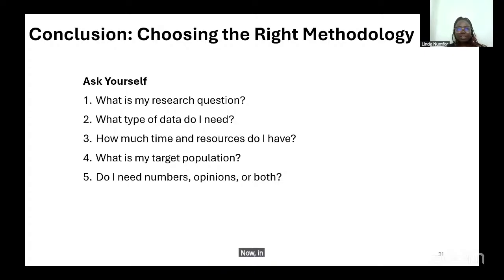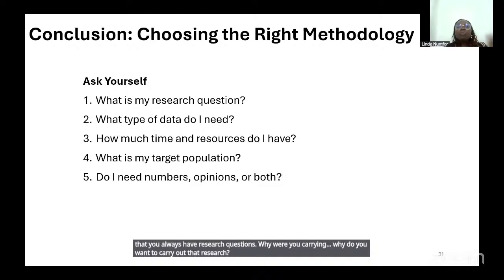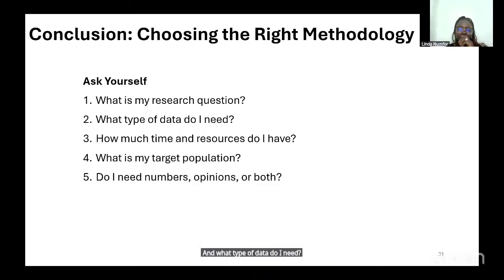Now, in concluding, for you to do a good research, to have a good research methodology, ask yourself some questions. What is my research question? Therefore, you're going back to literature, having the aim, because it's from the aim that you always have the research question. Why do you want to carry out that research? And what type of data do I need? How much time and resources do I have?